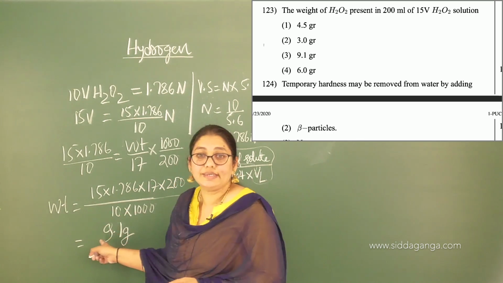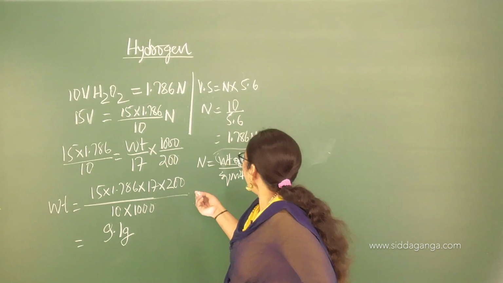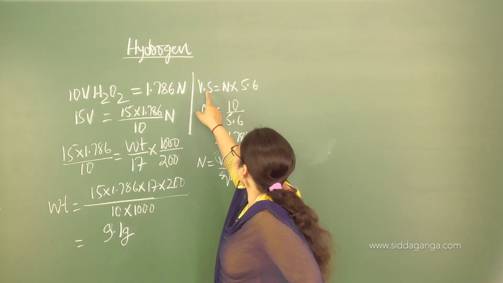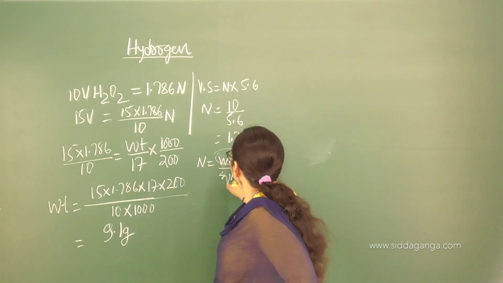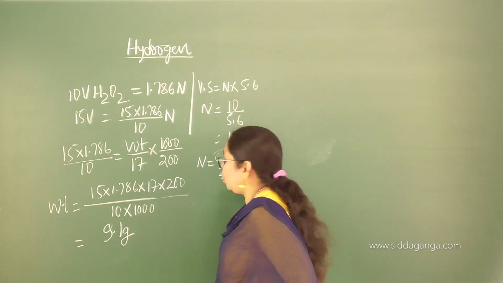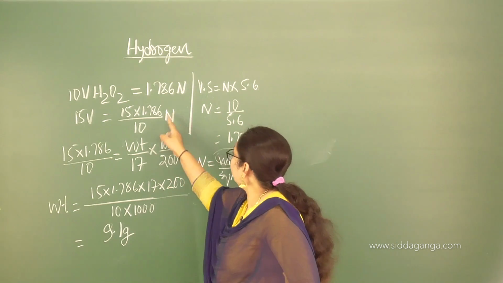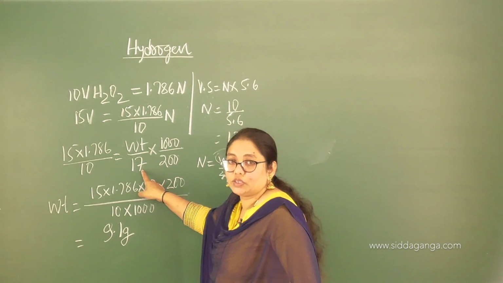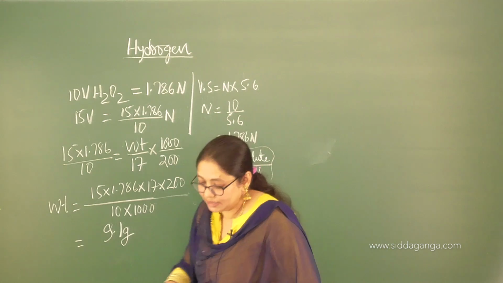Yes, it is option 3. Again, important, if you want you can note down, these are side work. There is a relationship between volume strength and normality, and how to calculate normality: weight of solute divided by equivalent weight into volume in liters. Then substitute in place of this normality. The equivalent weight of hydrogen peroxide, H2O2, is 17. On simplification you are going to get 9.1. Next.